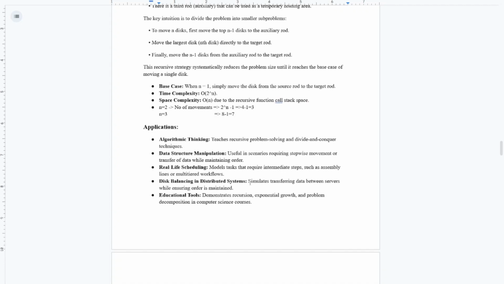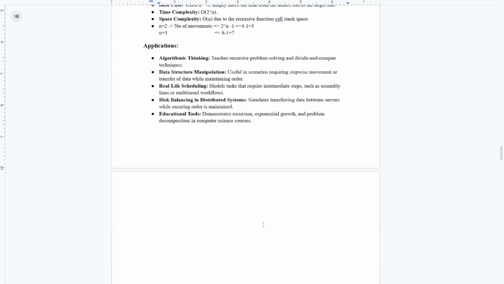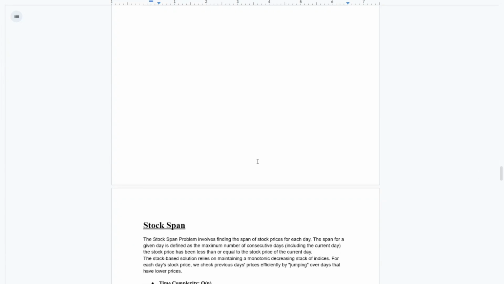Now coming to the applications, application क्या है हमारे यहाँ पे? Algorithmic thinking, data structure manipulation, real-time scheduling, disk balancing and distributed system, educational tools. Okay, you can keep it read. Coming to the next.